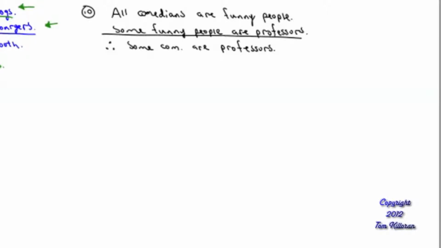Try to draw it. I'll give you 10 seconds. Ten seconds is all you need to draw a few circles. Remember, do it one line at a time. You draw a picture for the first line. And this one will eventually have 3 circles, because you have comedians, you have funny people, and you have professors. Those are the 3 things you're looking for.